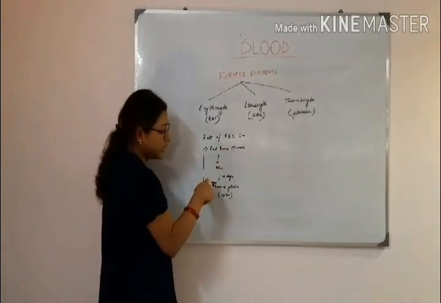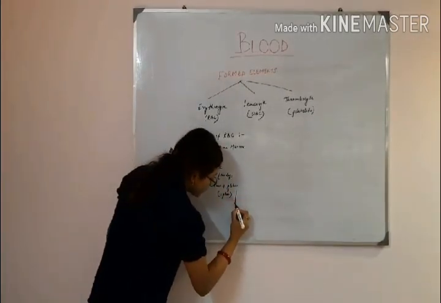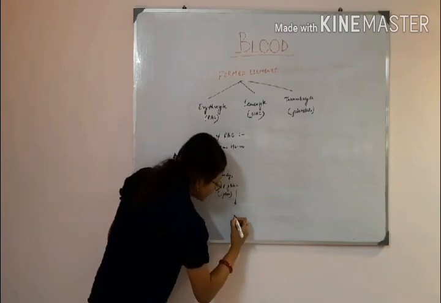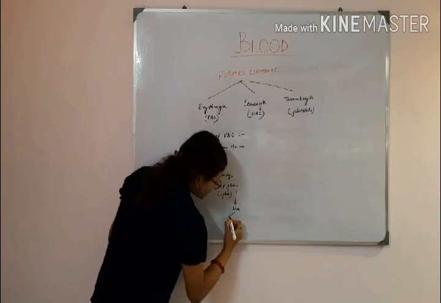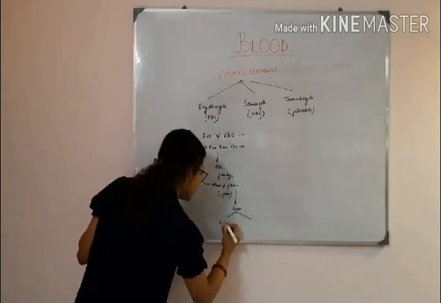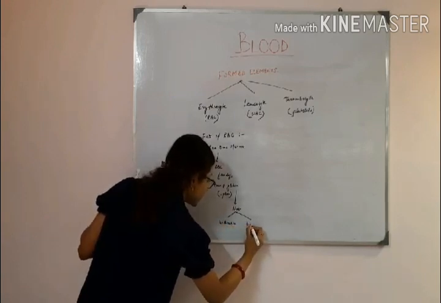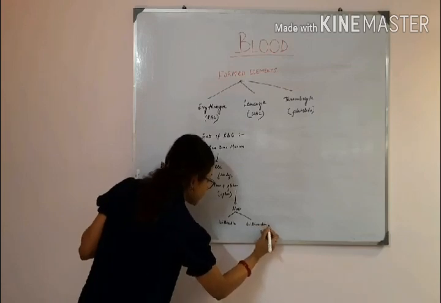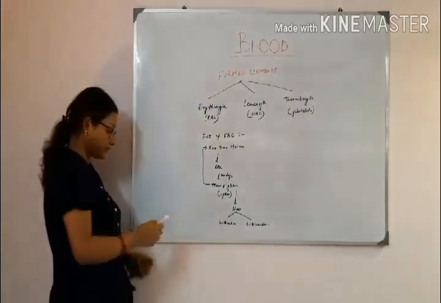This cycle continues, and this globin goes to liver and splits into bilirubin and biliverdin. Okay, this is the fate of RBC.